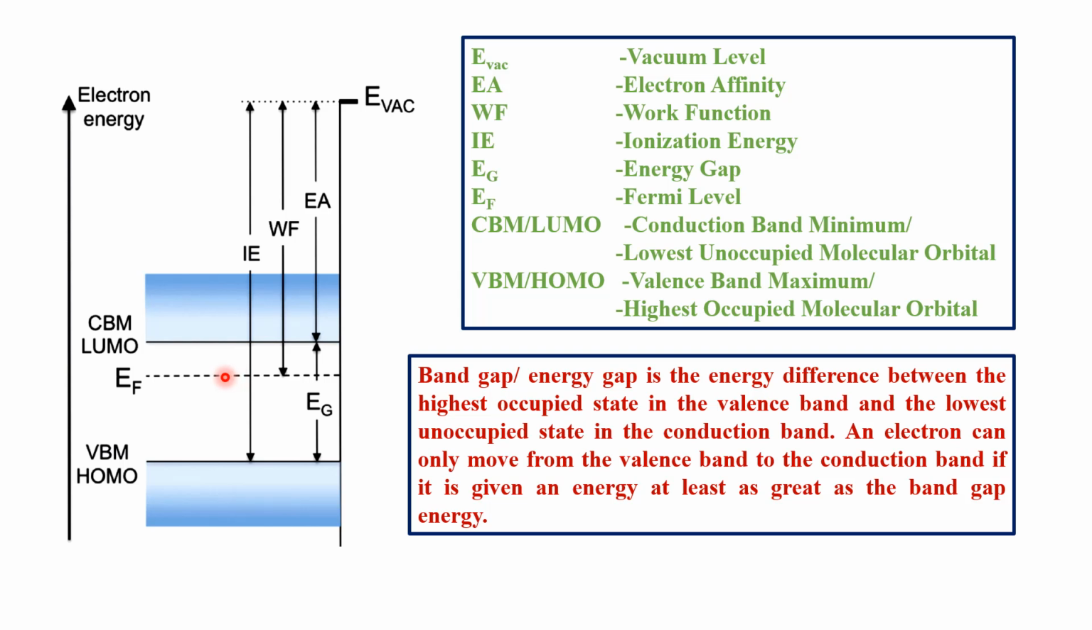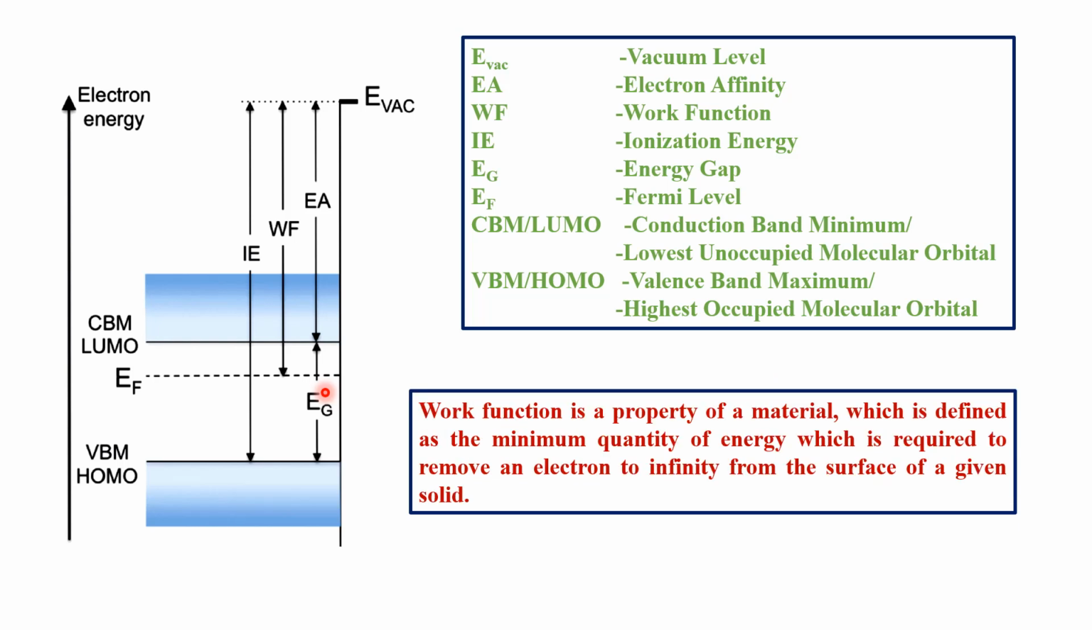Next is band gap or energy gap. As the person rightly mentioned, it is the energy difference between the VBM and the CBM, that is, the energy difference between the valence band maximum and the conduction band minimum. An electron can move from the valence band to the conduction band only if an energy equal to Eg is supplied. So to push an electron from the valence band to the conduction band, an energy at least equal to Eg has to be supplied. Next is work function.